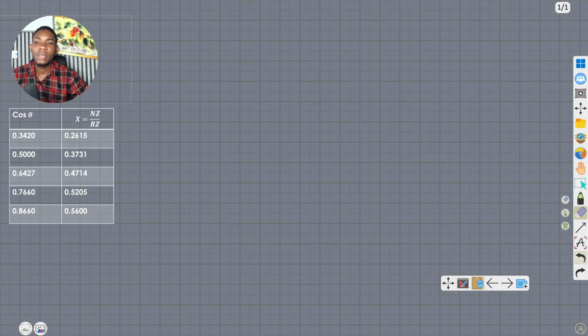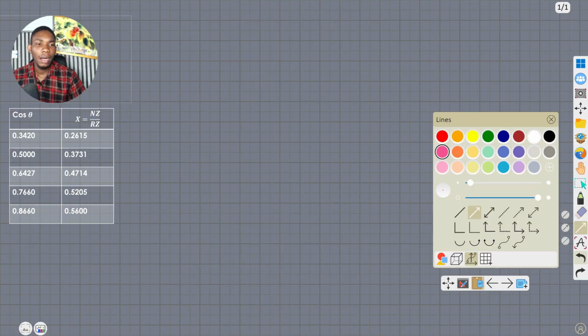Now note something. This x, you got it by dividing nz all over roz, which is part of the values you get from your practical. So each of the nz values, you divide them by the roz value on the same row. So how do we now plot our graph? Of course, you all should have known how to plot a graph by now.